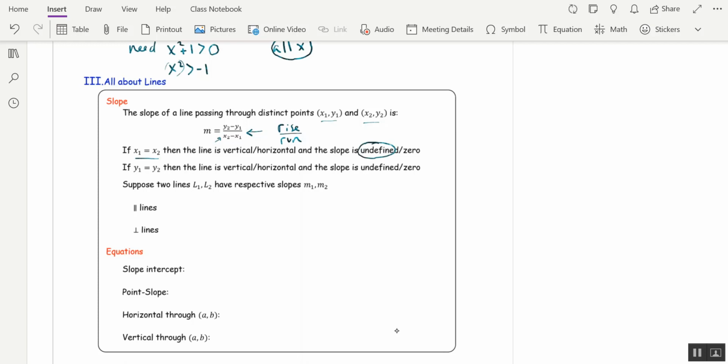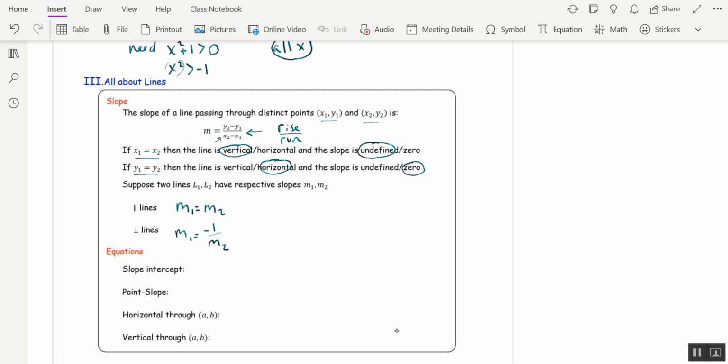And if the x coordinates are equal, that's going to give you a vertical line. Conversely, if the y coordinates are equal, then in the numerator of the slope formula, you're getting 0. 0 in the numerator gives you a 0 slope, and you've got a horizontal line. All right. For parallel and perpendicular lines of slopes m1 and m2 respectively, parallel lines have equal slope. Perpendicular lines have a slope that's related by negative reciprocal, as long as m2 is not 0.